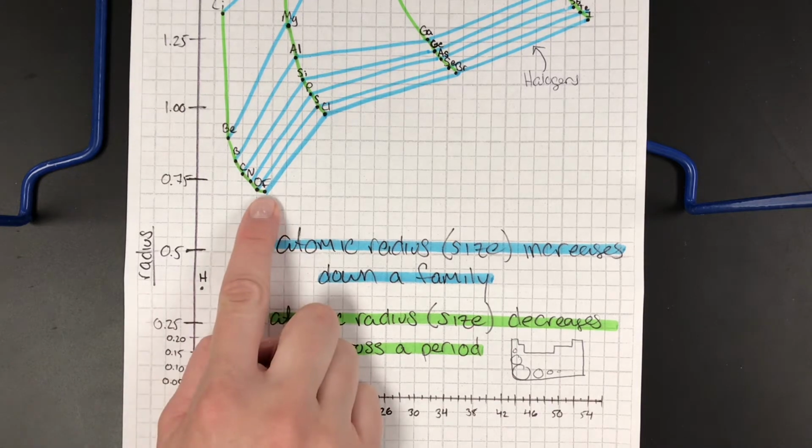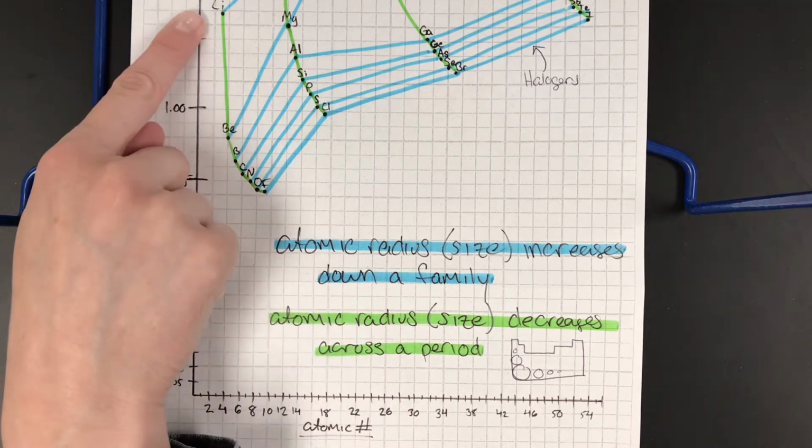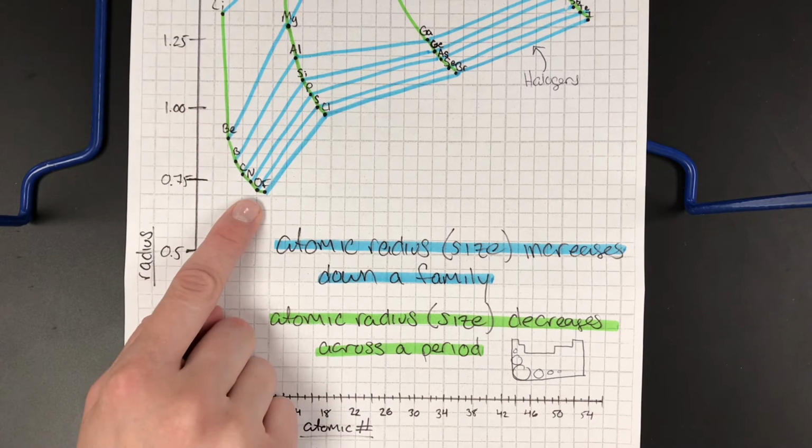How many valence electrons does fluorine have? It has a total of 9, right? Fluorine, F, has a total of 9, which means 2 go in the first shell, and then 7 go in the valence shell. So lithium has 1 valence electron. Fluorine has 7 valence electrons.